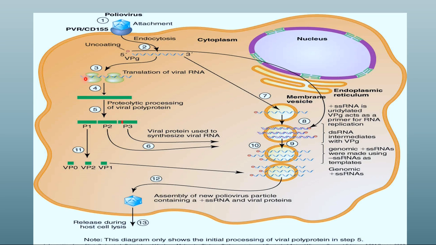Now our ribosome is going to find these looped mRNA of poliovirus, and they start off doing the translation, that is, synthesis of the virus proteins, not ours. Now, the proteolytic processing of the viral polyprotein will occur.